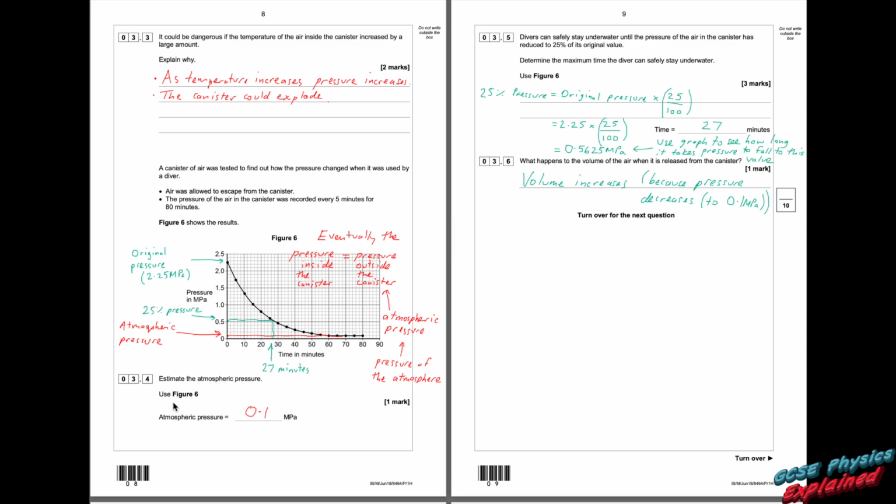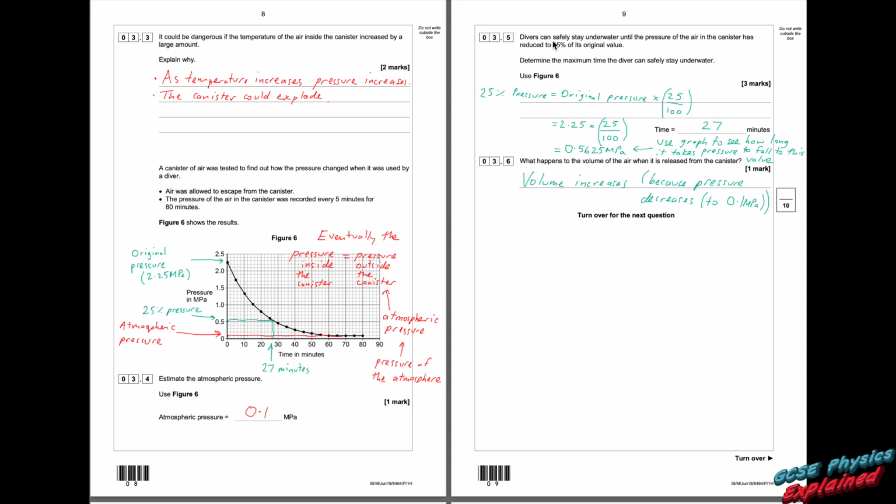Estimate the atmospheric pressure. Eventually the pressure inside the canister will equal the pressure outside the canister, which is the atmospheric pressure, which is basically the pressure of the atmosphere. So what does it eventually get down to? This value here. What is this value? Reading from the graph, that's 0.1. That's your atmospheric pressure there. Ignore anything in blue for now.